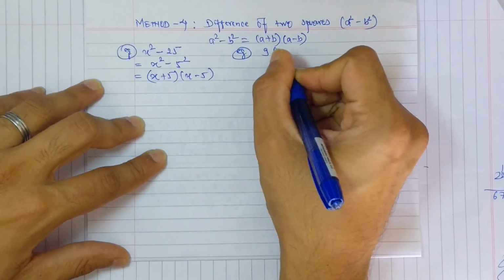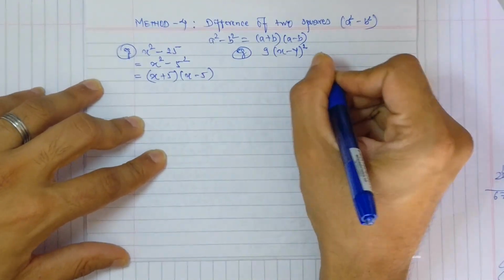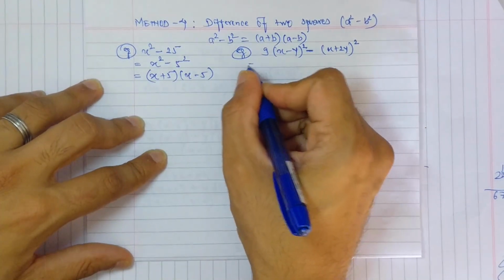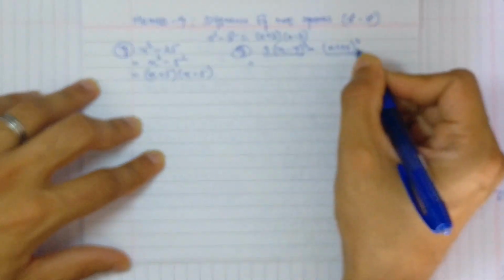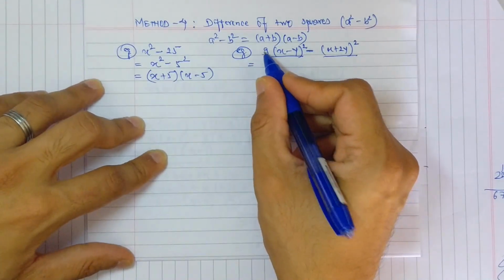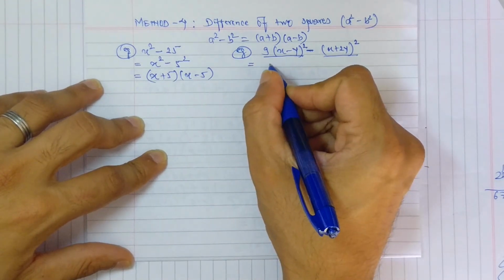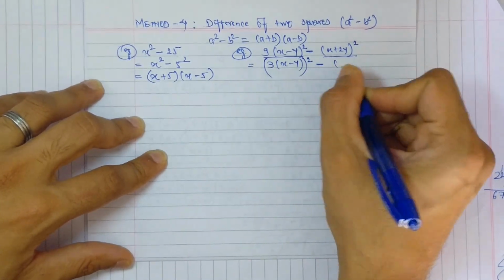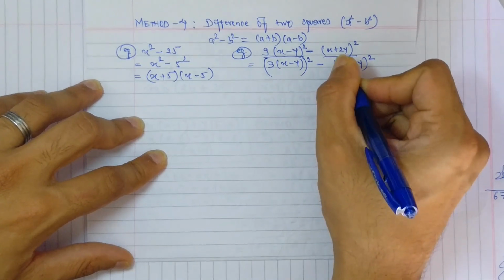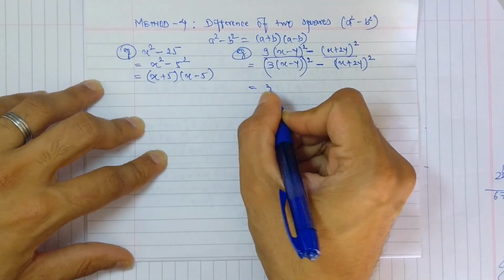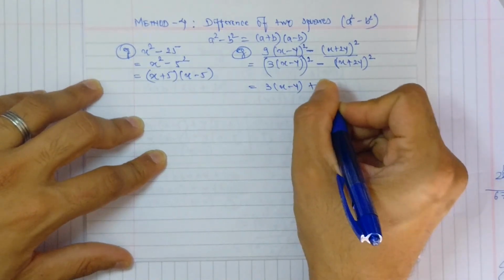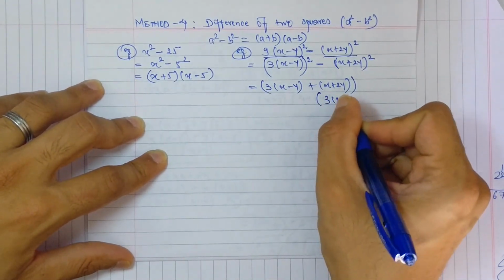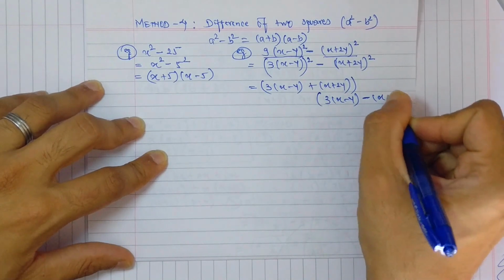Nine bracket x minus y the whole square minus x plus 2y the whole square. Now the first term is this and this is the second term. Second term is in perfect square form, but the first term has 9 also, but 9 is also a perfect square. So 3 bracket x minus y the whole square minus x plus 2y the whole square. So this will become 3 bracket x minus y plus x plus 2y and 3 bracket x minus y minus x plus 2y.